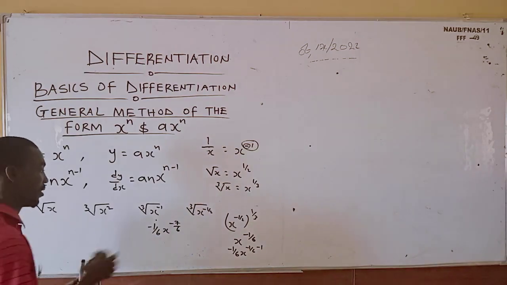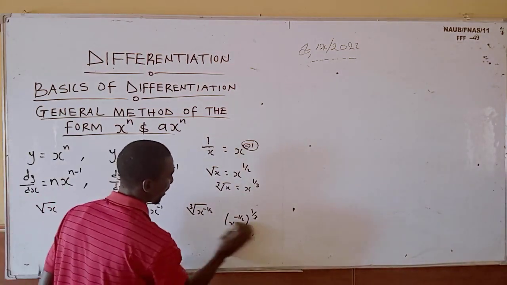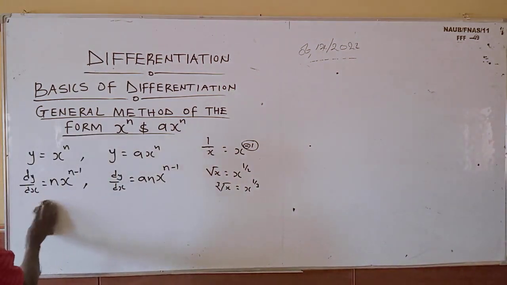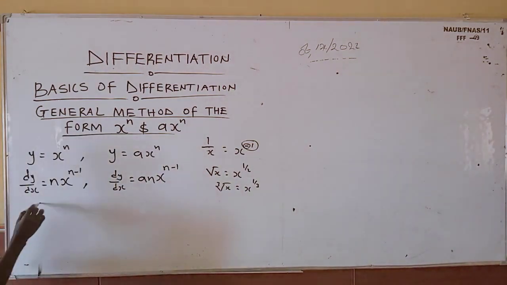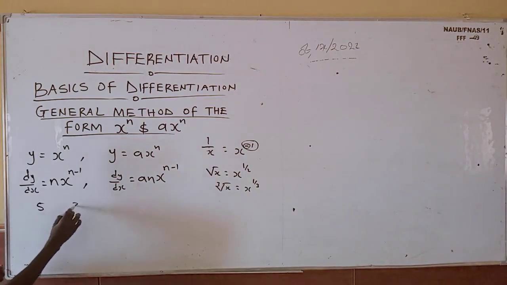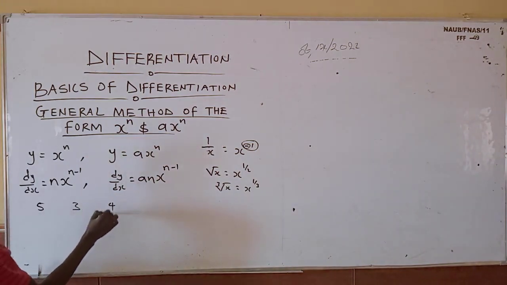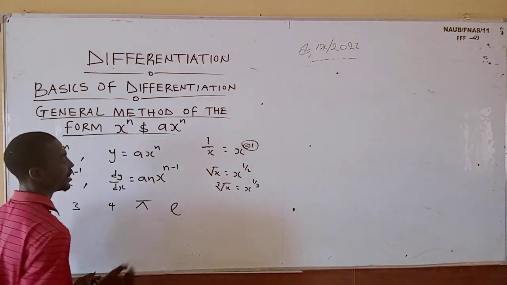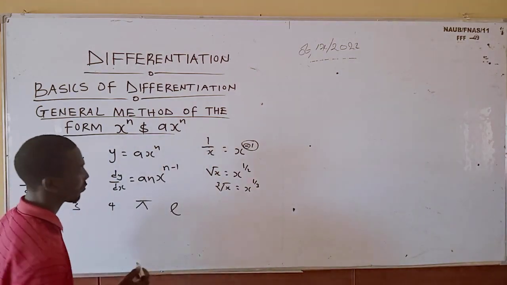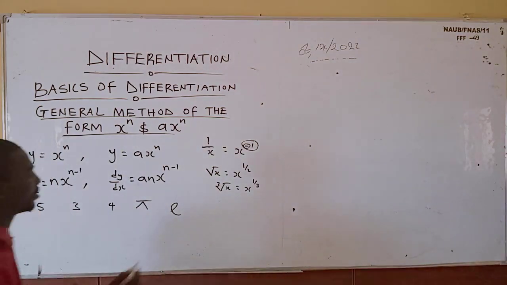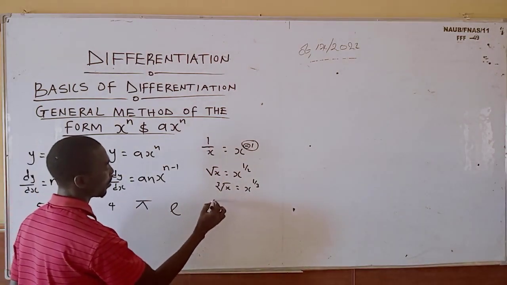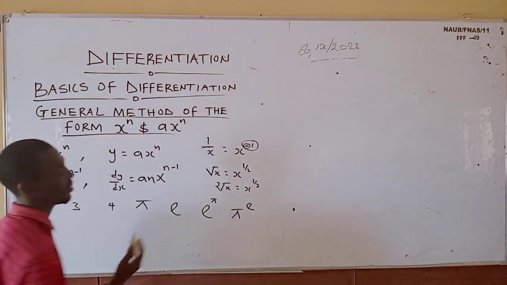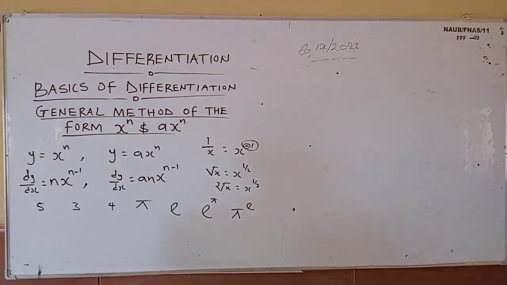So these are the bases you need to know. Now, how do we handle constants? Let's assume someone asks you to differentiate 5. Someone asks you to differentiate 3, or 4, or pi, or e. Someone asks you to differentiate e to the power of pi, or pi to the power of e. How do we differentiate this?